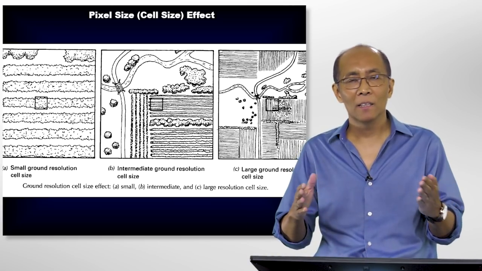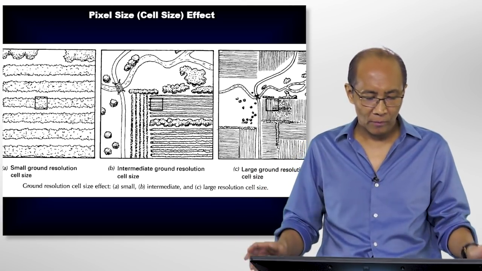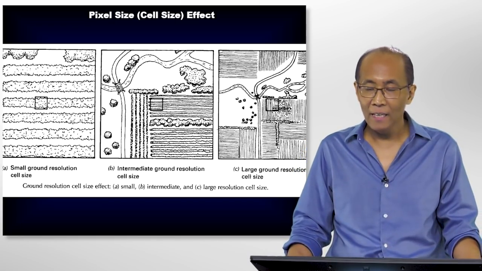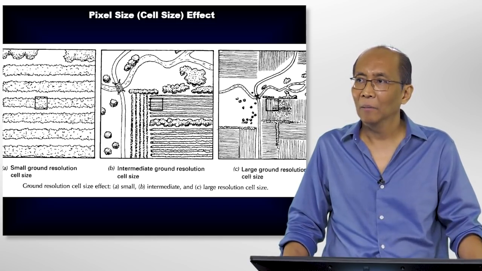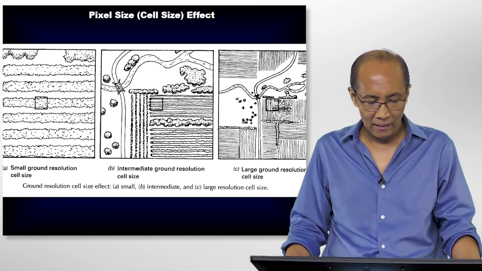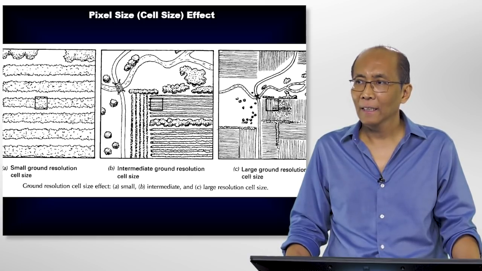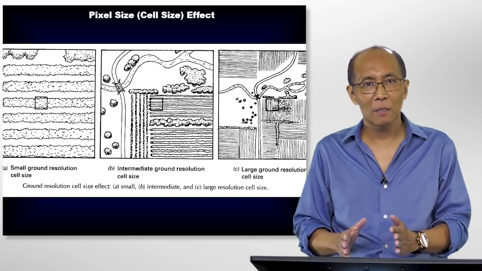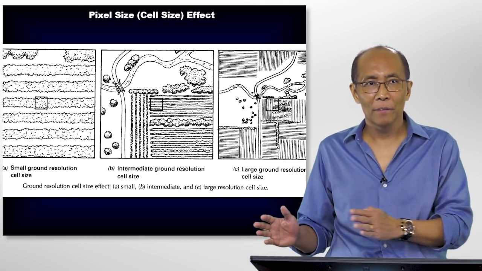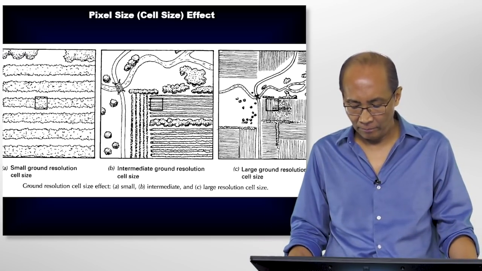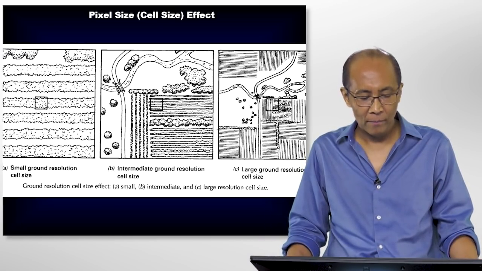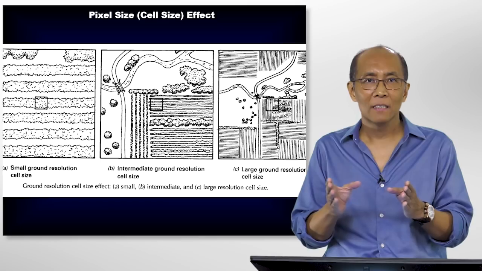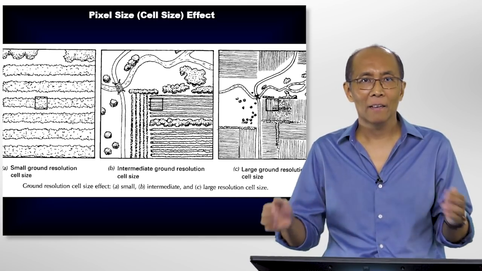Right? So map scale or air photo scale, whatever you're thinking, it is the same. So the pixel size on the left side of the image shows the small ground resolution or cell size. The one in the middle is the medium pixel size. The one on the right end is the large ground resolution. So in general, the smaller the pixel size, the clearer the picture, the higher the level of details.